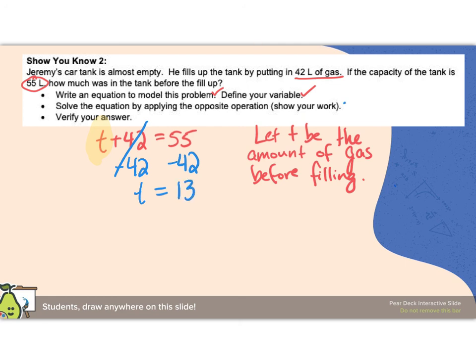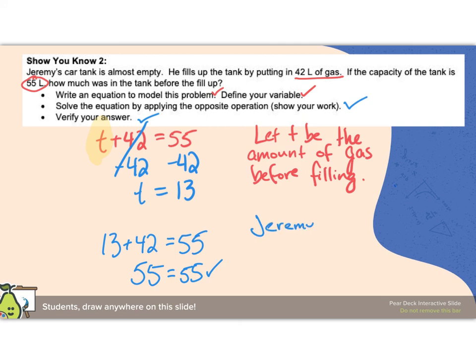So solve it by doing the opposite, show your work, verify your answer. So let's plug it back in and see. 13 plus 42 equals 55. And then that gives me 55 equals 55. That looks good. Because it's a word problem, answer it as a complete sentence. So Jeremy's car had 13 liters before the fill up. All right, hopefully that gives you a good start of solving one-step equations.